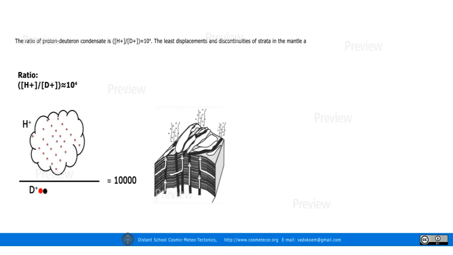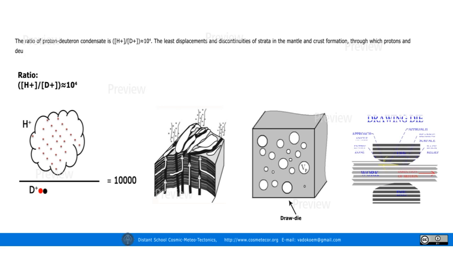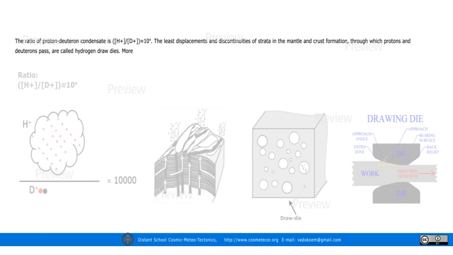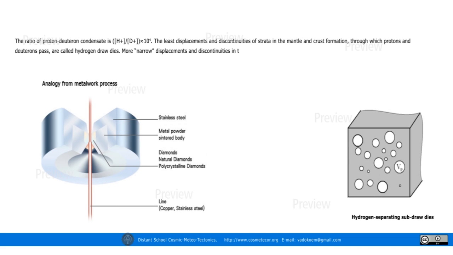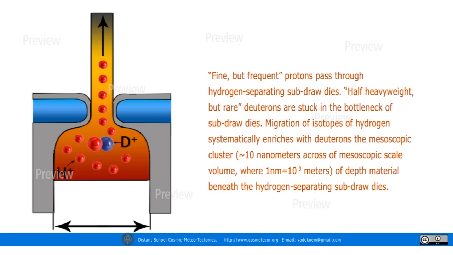The largest displacements and discontinuities of strata in the mantle and crust formation, through which protons and deuterons pass, are called hydrogen drawdies. Narrower displacements and discontinuities in the surroundings of the Earth's interior are called hydrogen-separating subdrawdies. Fine but frequent protons pass through hydrogen-separating subdrawdies. Half-heavyweight but rare deuterons are stuck in the bottleneck of subdrawdies. Migration of isotopes of hydrogen systematically enriches with deuterons the mesoscopic cluster, about 10 nanometers across, of mesoscopic scale volume, where 1 nanometer equals 10 to the minus 9 meters, of depth material beneath the hydrogen-separating subdrawdies.